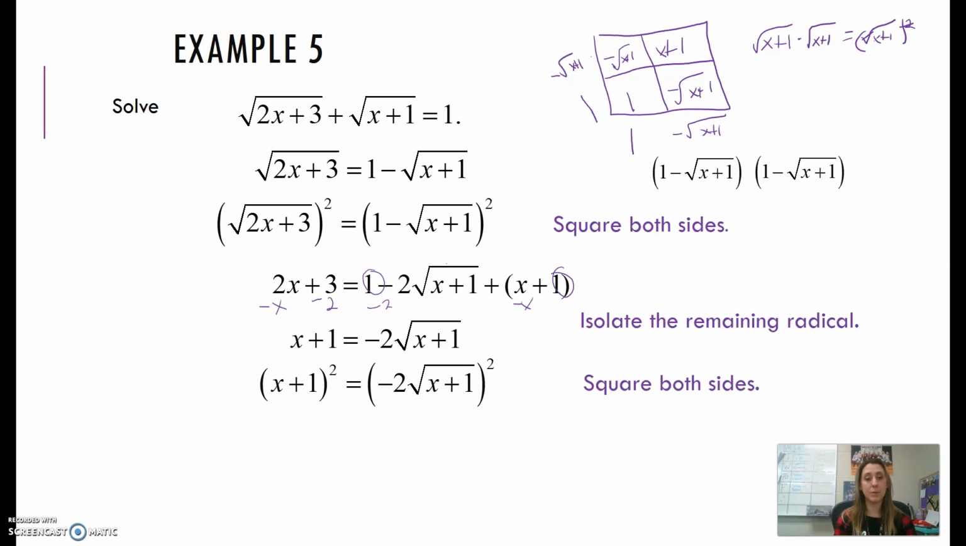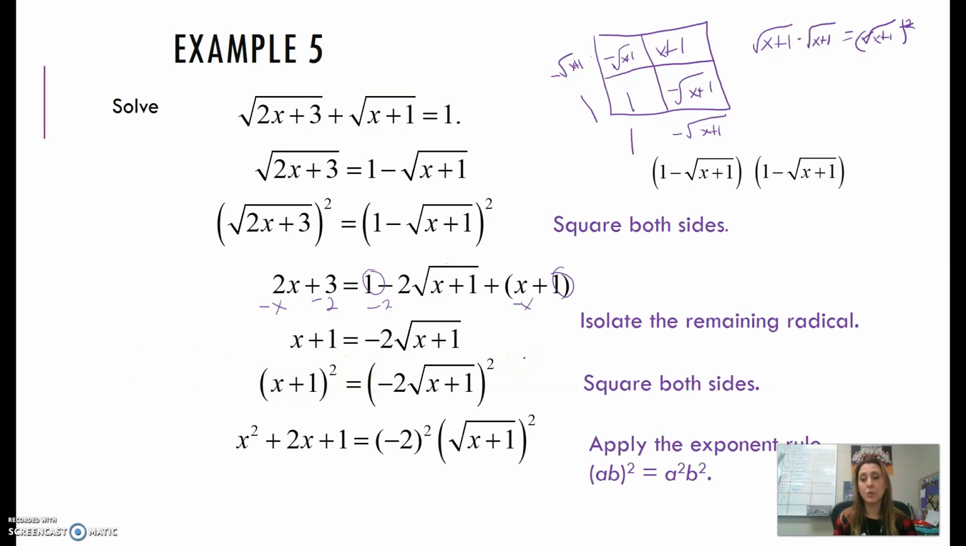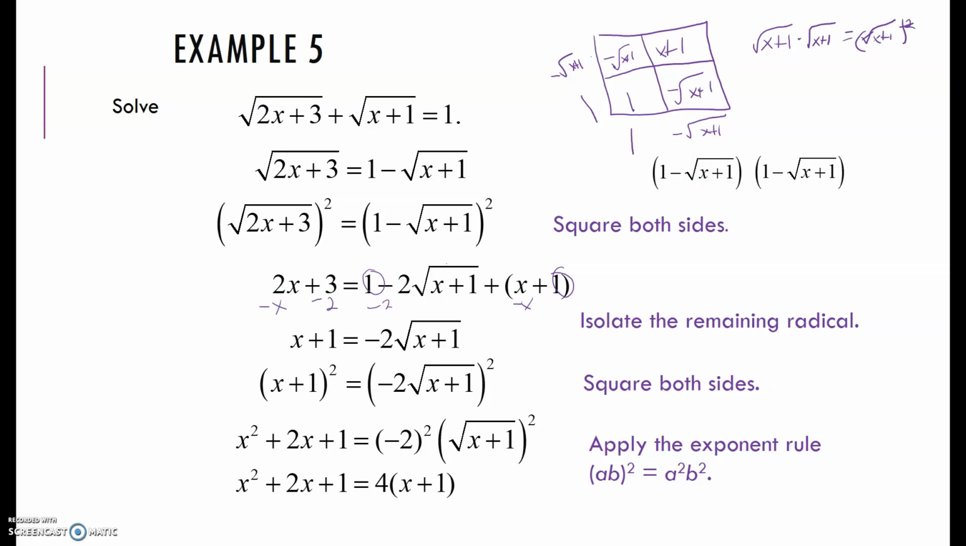So I'm going to square both sides. Again, make sure you see that this is a binomial and that you need to put it in a box. This we can use one of our rules. Hold on, let me hit pause. I think my face is in the way. Okay, so we want to apply that exponent rule that (ab) squared is equal to a squared b squared. So that's this step right here. So then we end up with x squared plus 2x plus 1 is equal to 4 times x plus 1.